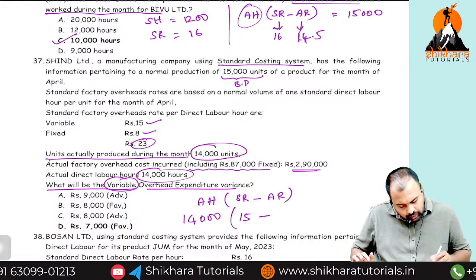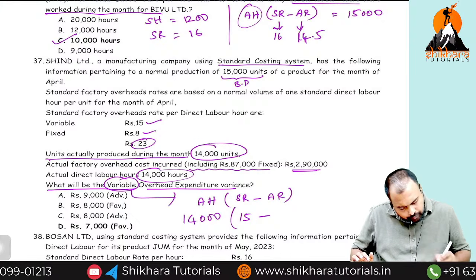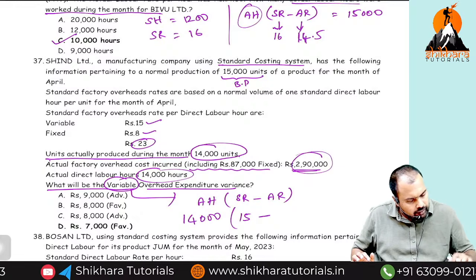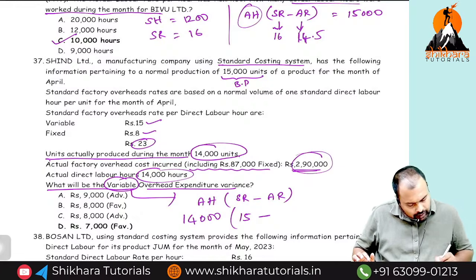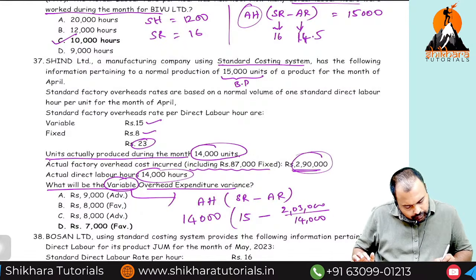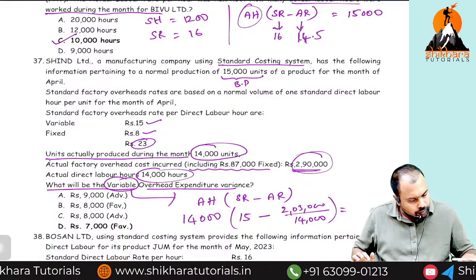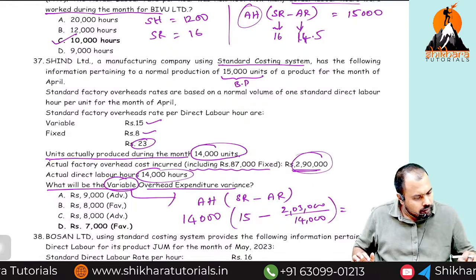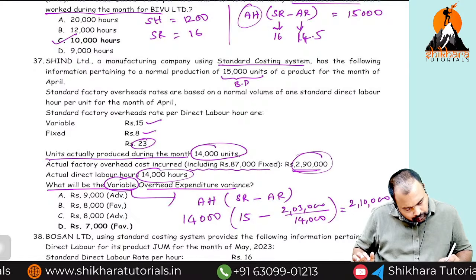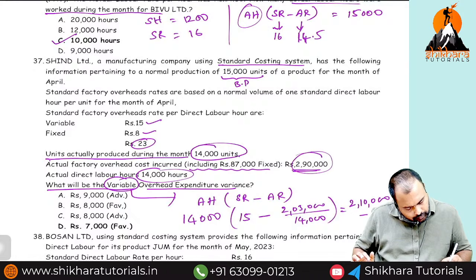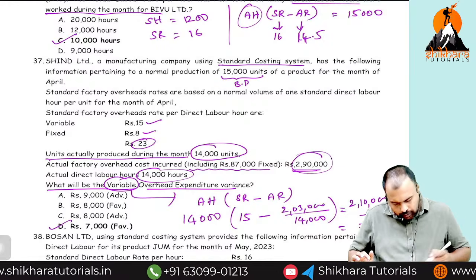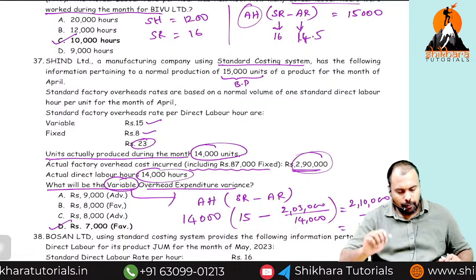And what about actual? As we're talking about variable, the variable cost is 2,90,000 minus 87,000, which is 2,03,000, divided by 14,000. So 14,000 into 15 is 2,10,000, minus 2,03,000, which is 7,000 favorable. So 7,000 favorable has to be our answer.